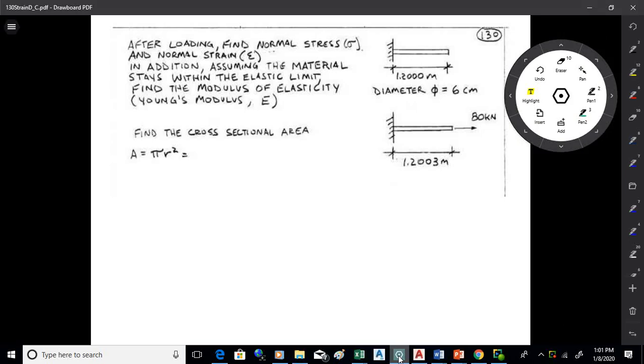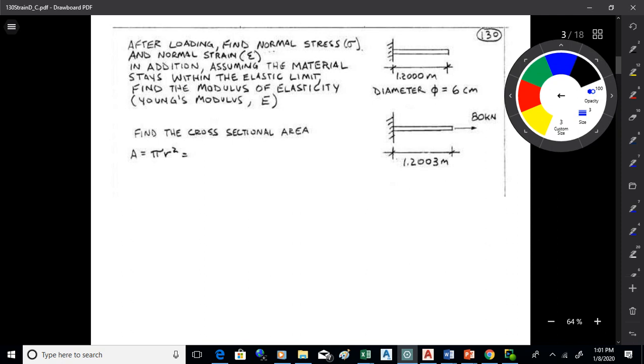So why don't we have a look at the problem on page 130. And why don't you find the axial stress in there, normal stress, axial stress, whatever you want to call it. So what we'd like to do here is to find sigma. This is page 130. I hope you have a set of the notes now.